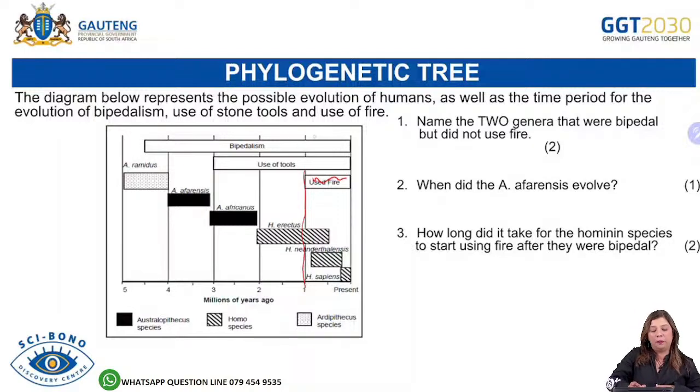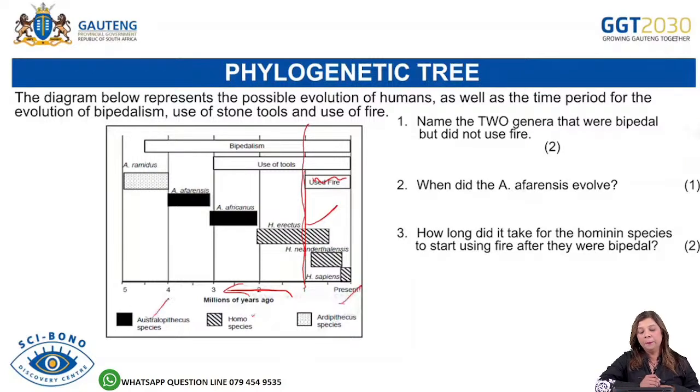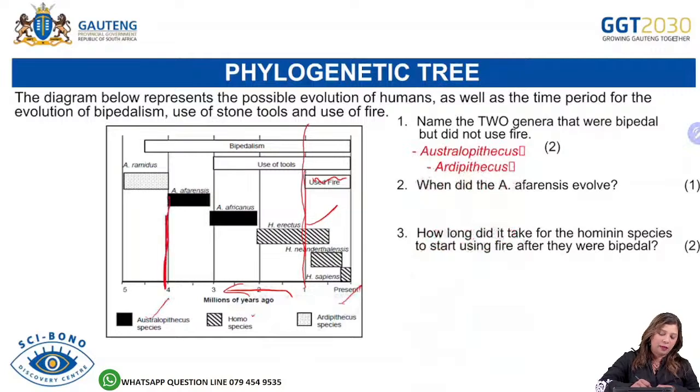So we're talking about these structures. And we can't talk about Homo erectus, because Homo erectus also used fire. So it will be Australopithecus species, and it will be the Homo species. Not the Homo species, sorry, Ardipithecus species. Okay. And then when did A. afarensis evolve? We're going to look at where the start of the graph was. And we know that they evolved 4 million years ago.